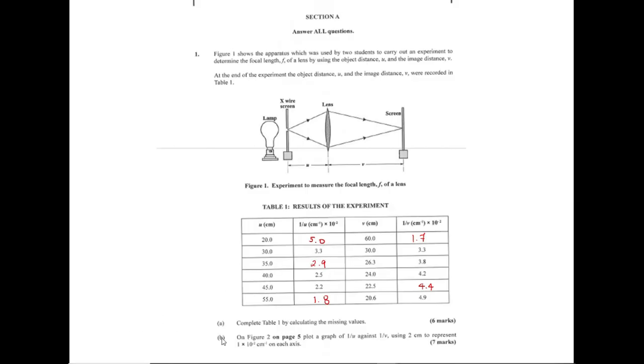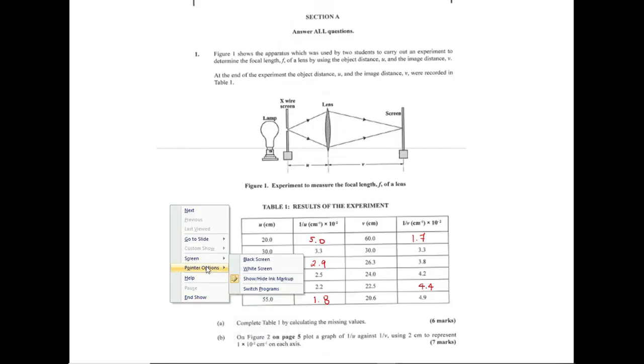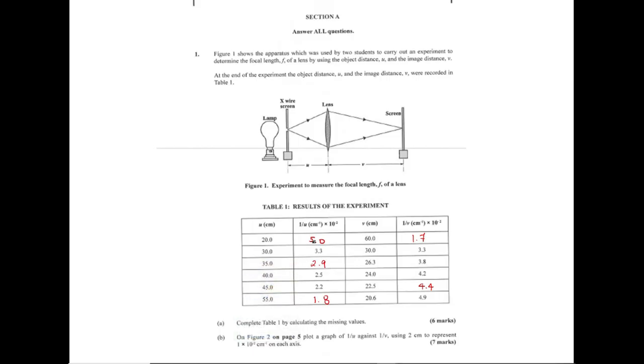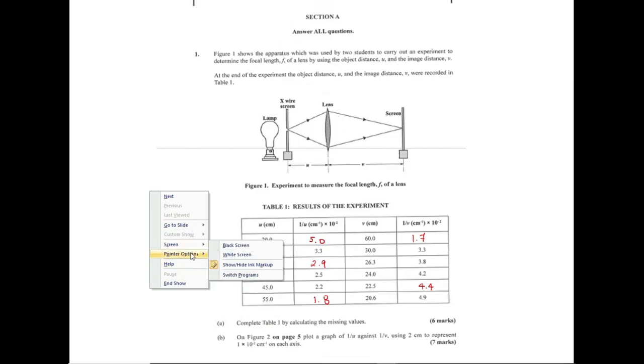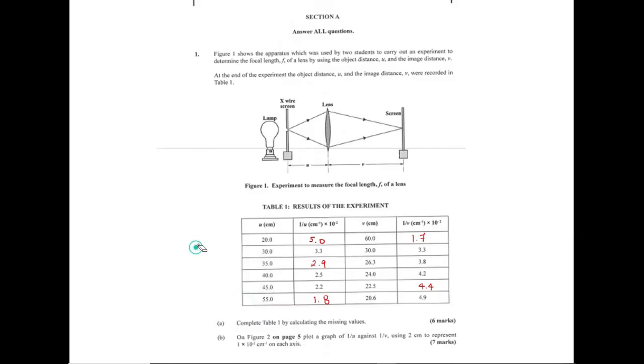Don't write just 5. They put 1 decimal place for a reason, and so you should follow that. Okay, so if you have 5.0, 1.7, 2.9, 4.1, 1.8, you're well on your way. Okay, so moving on, I'm going to clean this off. We're going to move on.